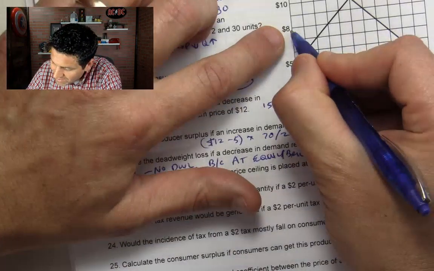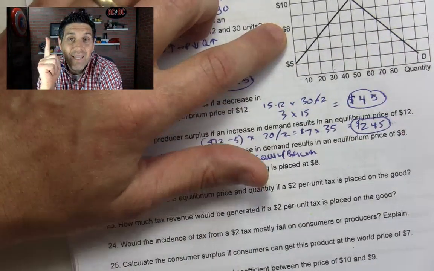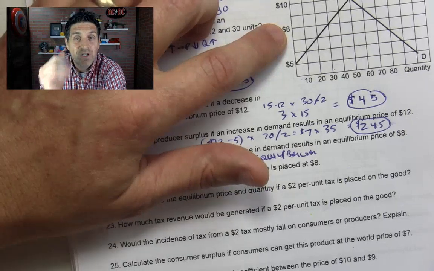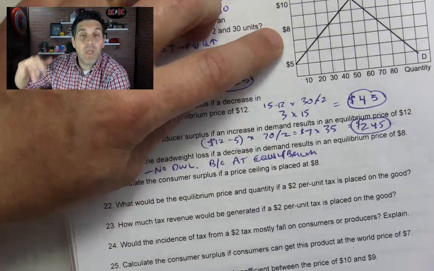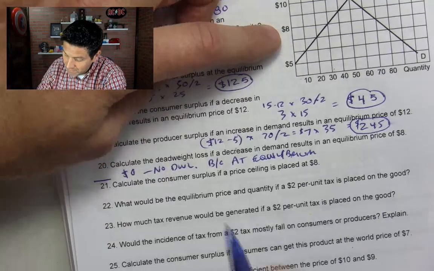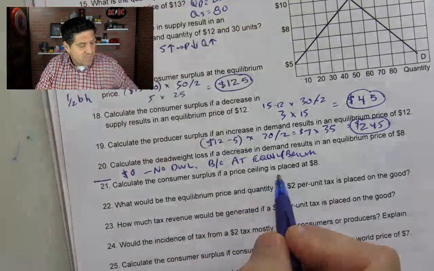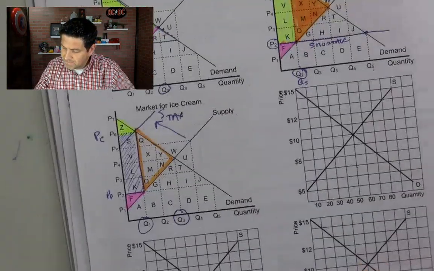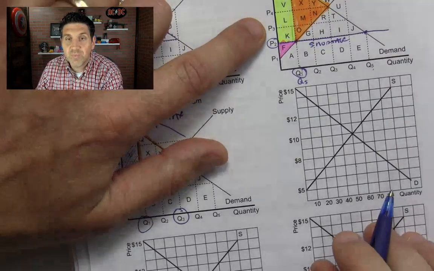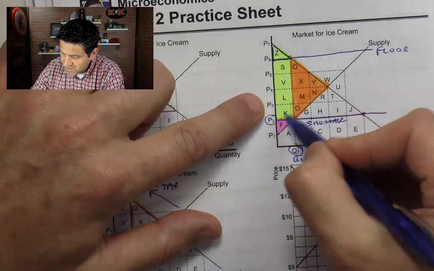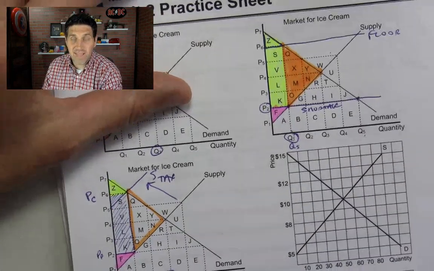All right, here's $8. First question, is it binding? Remember, you have to ask that question first. Yes. A ceiling below equilibrium at 8 is binding. Identify consumer surplus if it is. The first thing I want you to understand is you know where it is. We did it earlier. It's this yellow area. But how do you calculate that area?